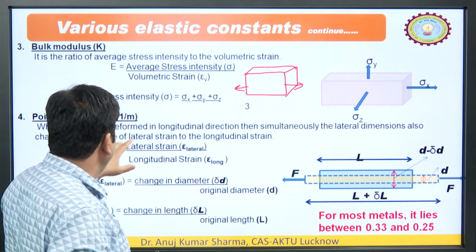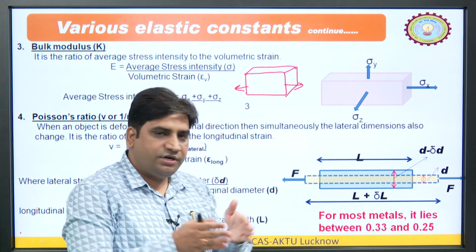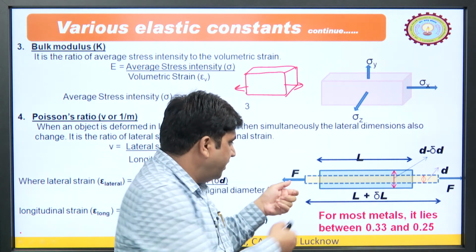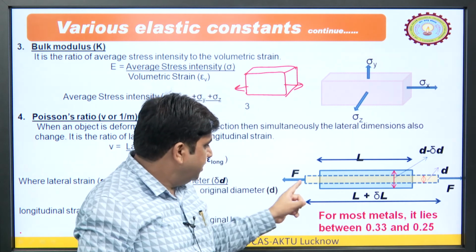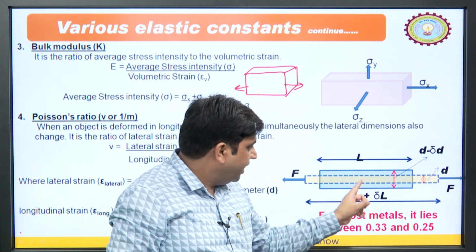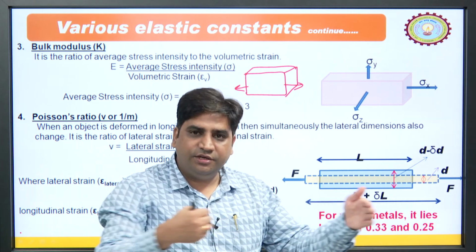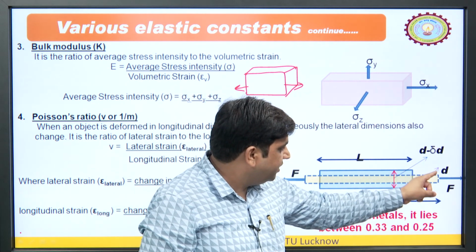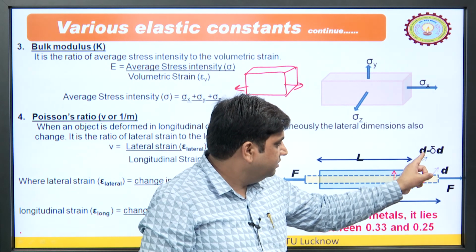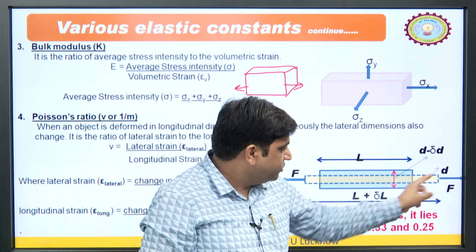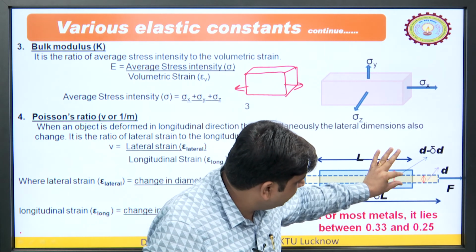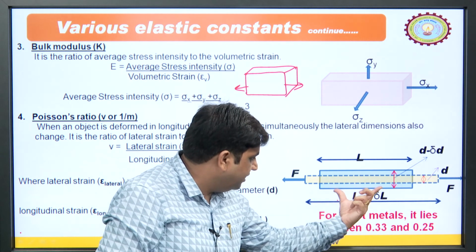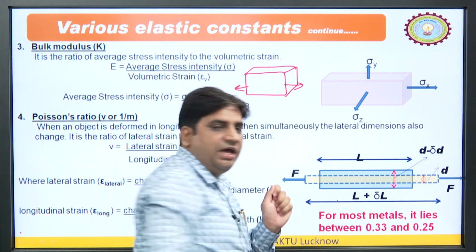Here the Poisson's ratio is very important and we have a certain ratio for this. Let us say one object is this, when we stretched the object, its length varied from L to L plus delta L, length increased and diameter decreased. Let us say it was d, now it has been reduced to d minus delta d, and initially length was L, now it has been increased up to L plus delta L.